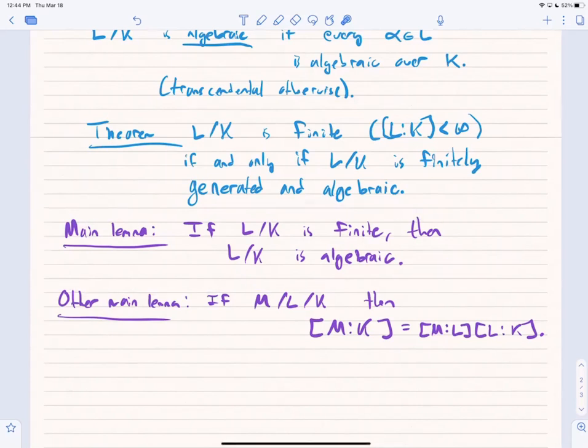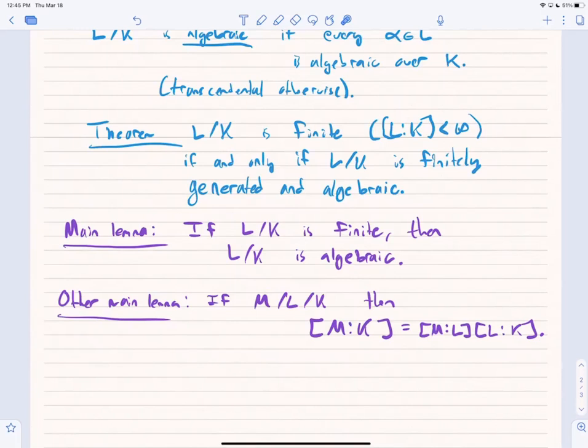And then this other main lemma is basically just a linear algebra argument. You start with a basis of M over L, and then take a basis of L over K, and combine them in the natural way, and you'll get a basis for M over K. And it's even easier than that, because to prove something is finite dimensional, you don't even need a basis.